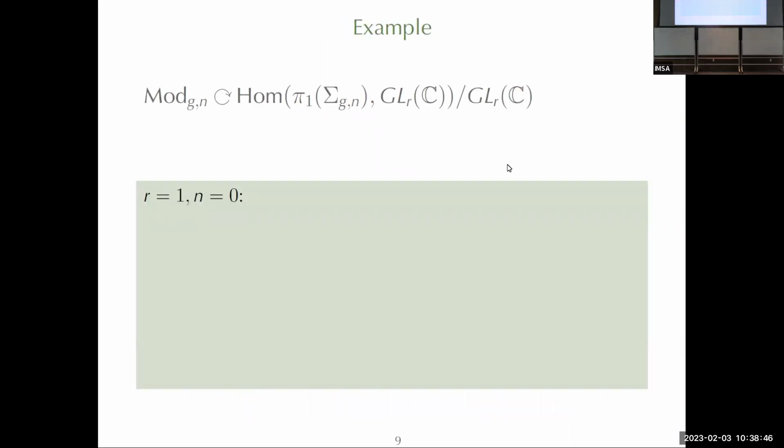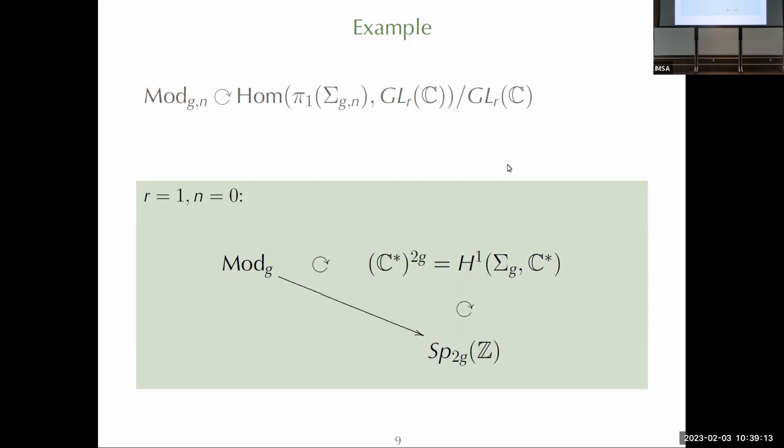Okay, so the simplest example we've actually already seen. Take the case where we're looking at rank 1 representations and n is 0. So here we're looking at representations into C star. So we have an action of the mapping class group, Mod_g, on (C star)^{2g}, the space of one-dimensional representations. And that's just the same as the cohomology of the surface with C star coefficients. So that's the same as the integral cohomology tensor C star, if you'd like. So we know exactly what the action is. It factors surjectively through Sp_{2g}. Okay. So it's exactly the same action we saw before.